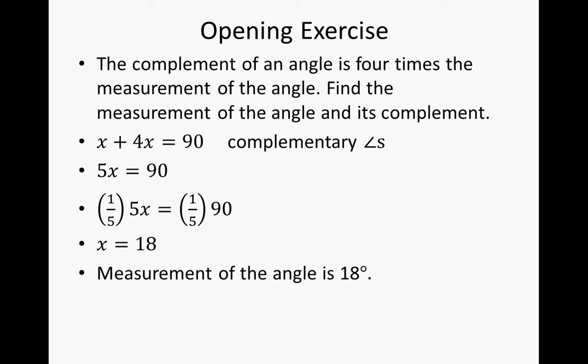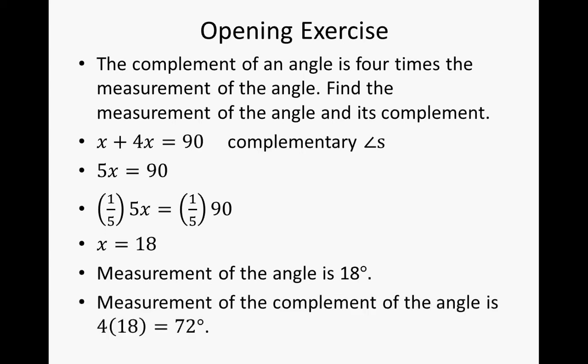So the measurement of the original angle, or the first angle, is 18, which means the measurement of the complement of the angle would be 4 times 18, which is 72. And if we do 18 plus 72, we get 90.